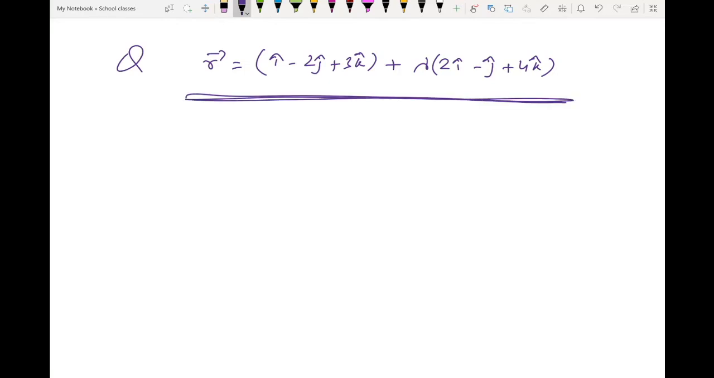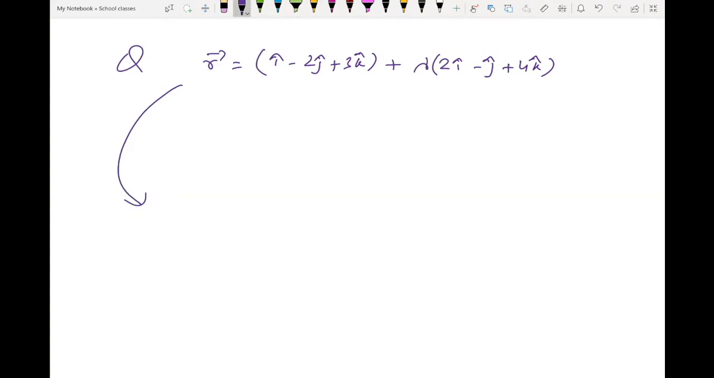Now, suppose we have a line. The line will be like this. This is a line. Can you all see this is a line? Because I told you r vector equals a vector plus lambda b vector is an equation of line. So this is the line. You need to convert this into Cartesian form.